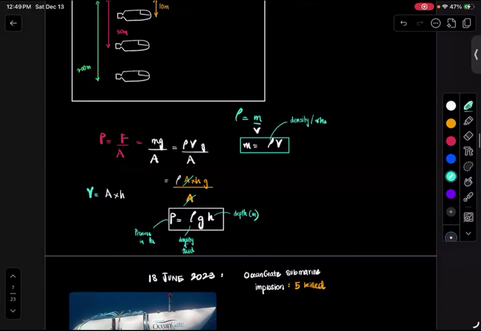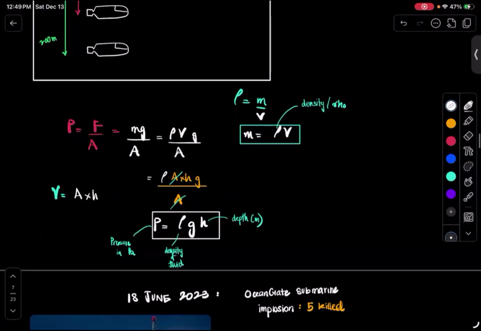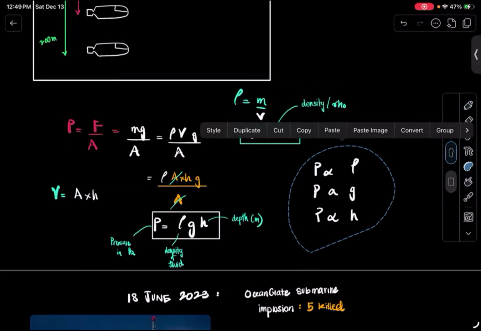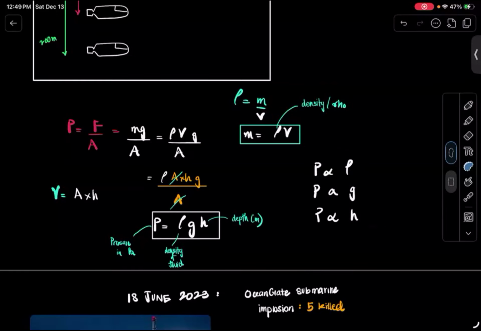Okay, right? So in this formula, you can clearly see three things. Pressure is directly proportional to the density of water. Pressure is directly proportional to G. Pressure is directly proportional to the depth. Now, think about it. Think about why these make sense.